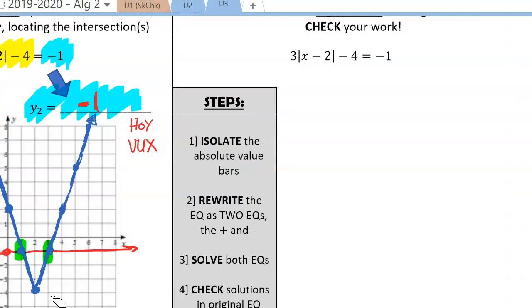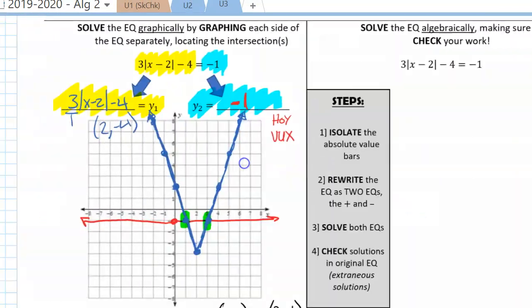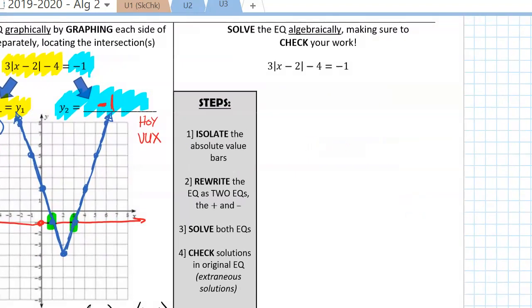A couple different steps that we need to make note of as we go ahead and solve. We're not just going to go ahead and isolate x like we had in the past. First, we actually need to isolate the absolute value bars in terms of solving. So we want to get the absolute value bars and everything that's inside of them on one side of the equation by itself first.